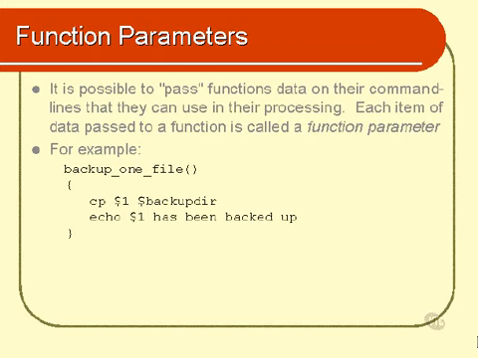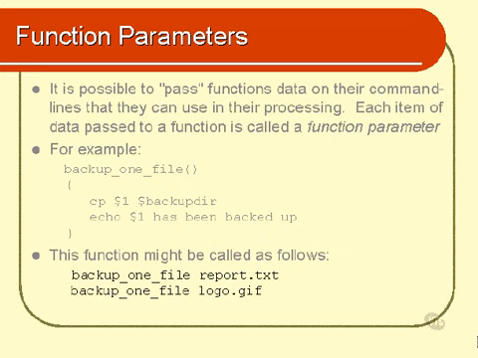So it might actually be called like this. Here we've actually called it twice. We've called it once with a file name called report.txt, and we've called it a second time with logo.gif. Each time we have specified a single parameter, which the first time is report.txt and the second time is logo.gif, and each time that that function is called, the parameter is actually copied into $1.